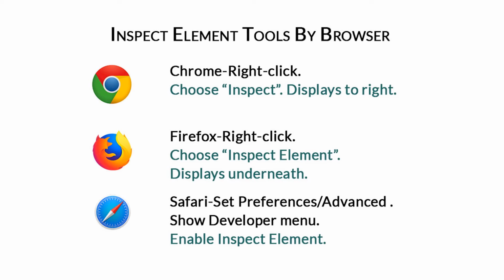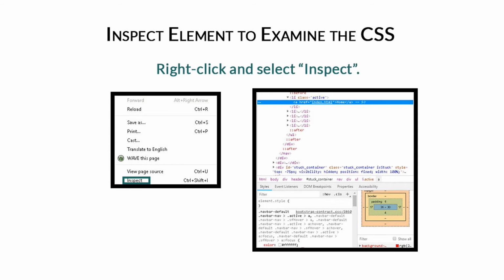All right, the next tool is Inspect Element Tools. By browser: on Chrome, you right click, choose Inspect, and it displays to the right. On Firefox, you right click, choose Inspect Element, and it displays underneath. On Safari, set the preferences, go to Advanced, Show Developer menu, enable Inspect Element. Inspect Element to examine the CSS.